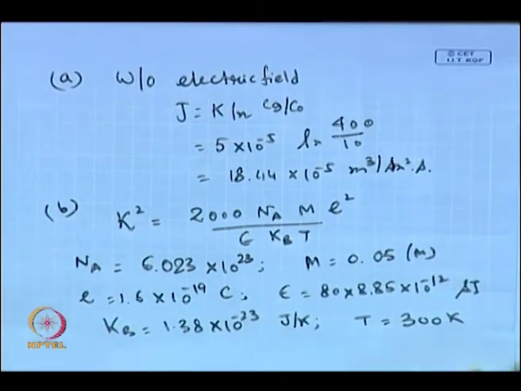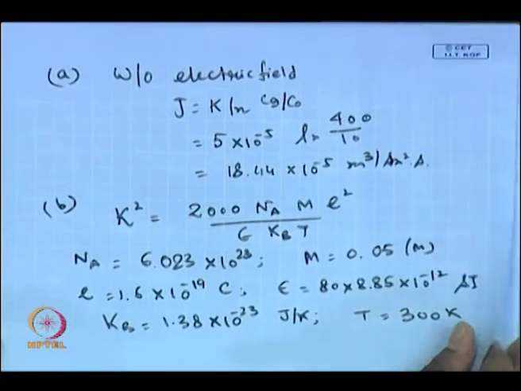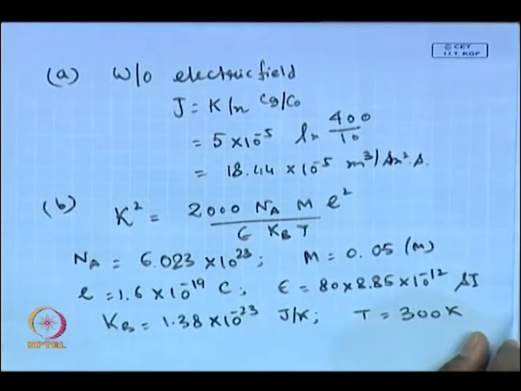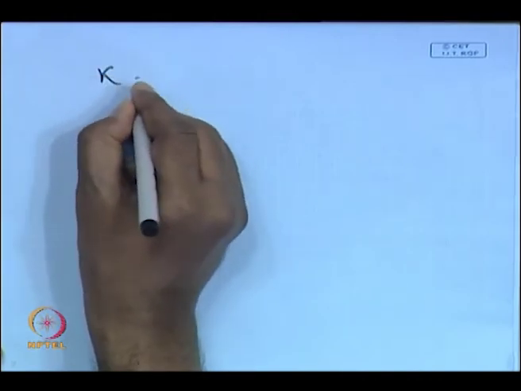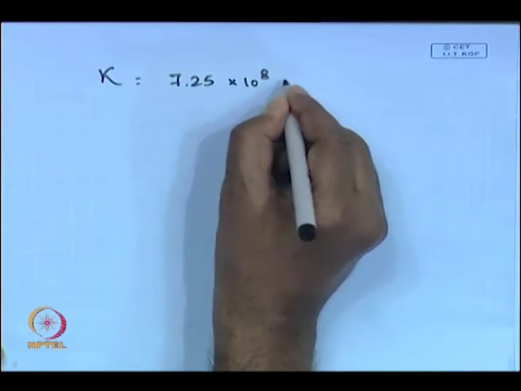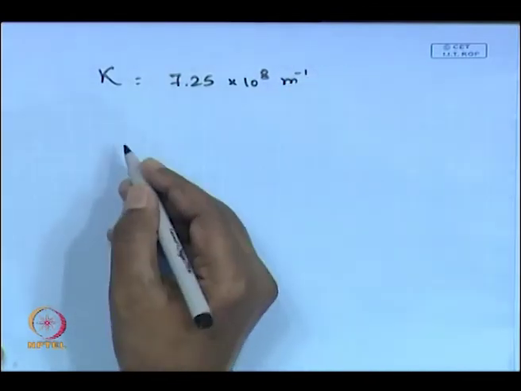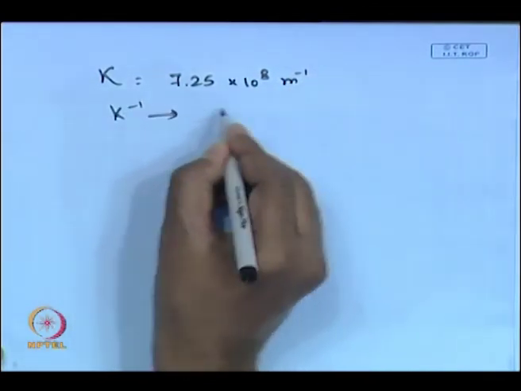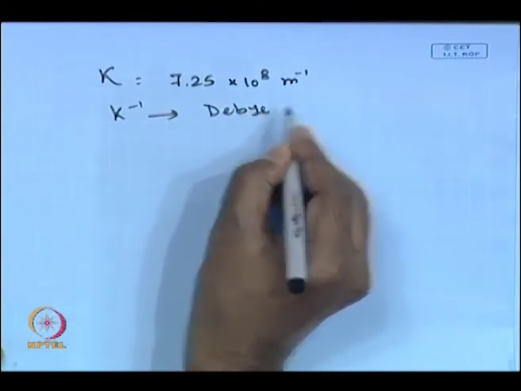Now, if you put all these values in the formula of kappa square and then you calculate kappa, it turns out to be 7.25 into 10 to the power 8 meter inverse. So, kappa inverse will give you the value of d by length.